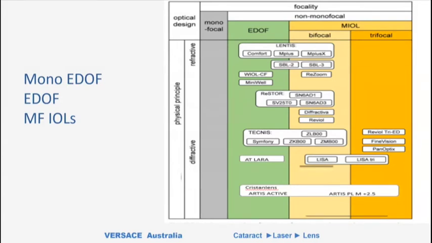And the newer lenses that we're talking about, so we've got the Eyhance from Johnson & Johnson, which is really a monofocal lens that extends into a little bit of EDOF. And similarly, we have the lens from Alcon, the Vivity, which again is a monofocal lens that expands a bit into the EDOF territory. And these are primarily refractive lenses. They are not diffractive lenses.